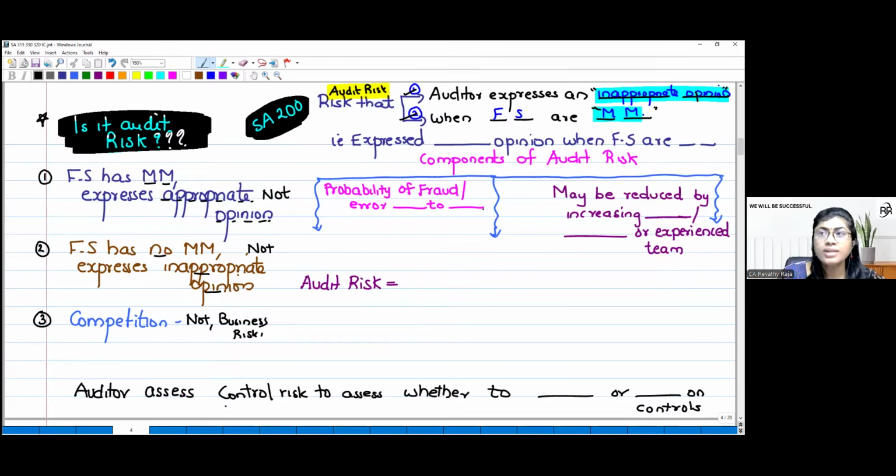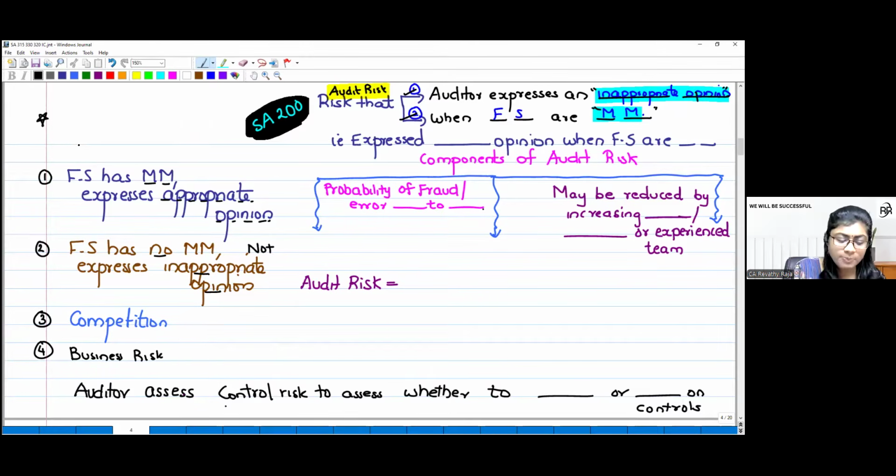Are you clear? That was another exam question. What is audit risk and what is not included in audit risk? Actually, these are not included in audit risk. I'll put this as the fourth one: competition, business risk. These four are examples of what is not included in audit risk.